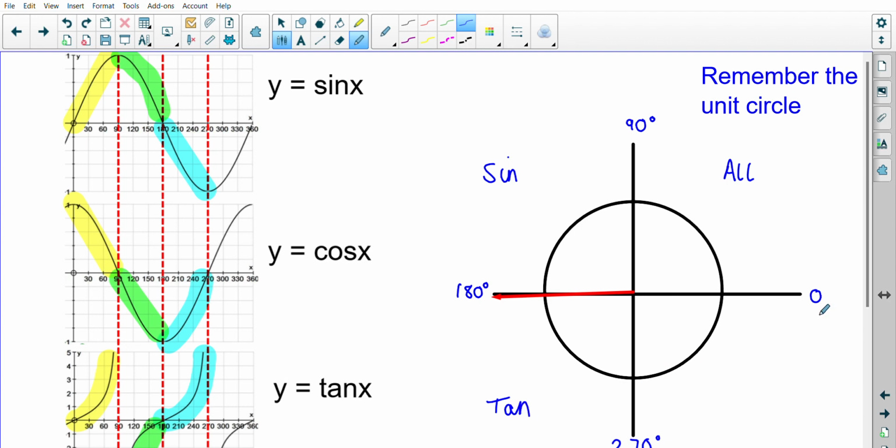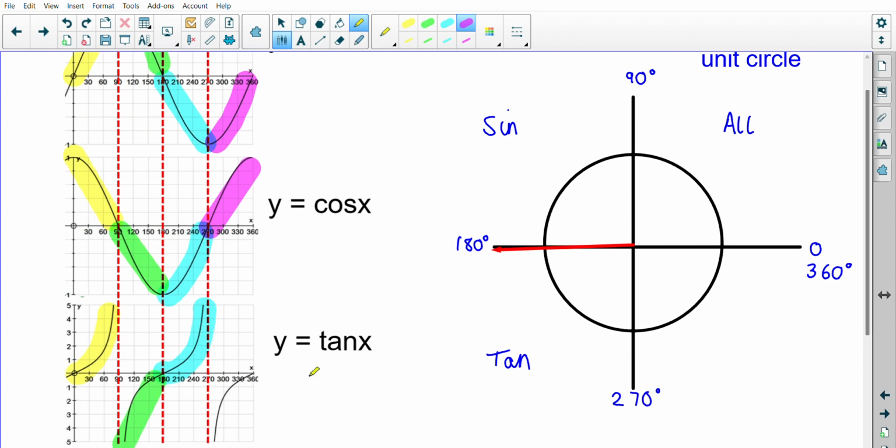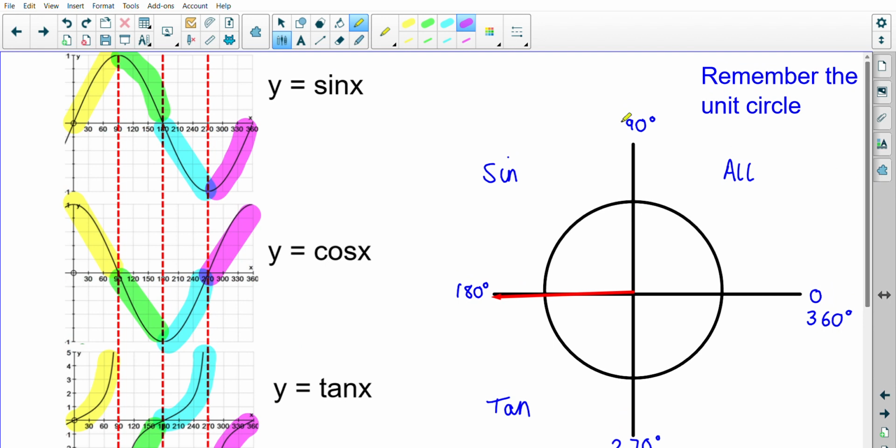If I do the final quadrant between 270 and 360, sine is negative, cos is positive, and tan is negative. So the only graph which is positive between 270 and 360 is cos. So this is where the words come from. This is why it's called a CAST diagram. So it's really important to know what these represent.